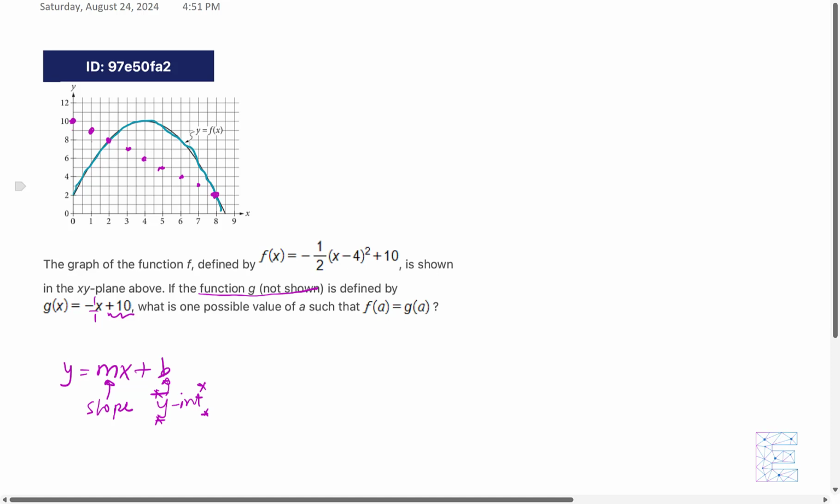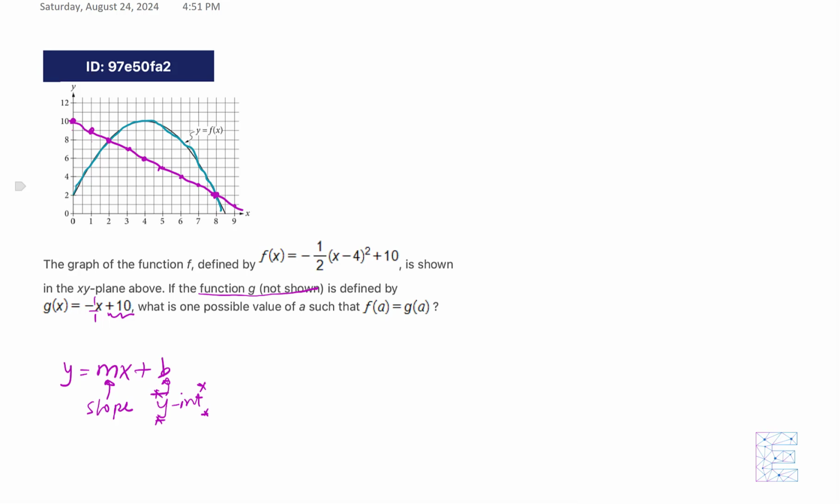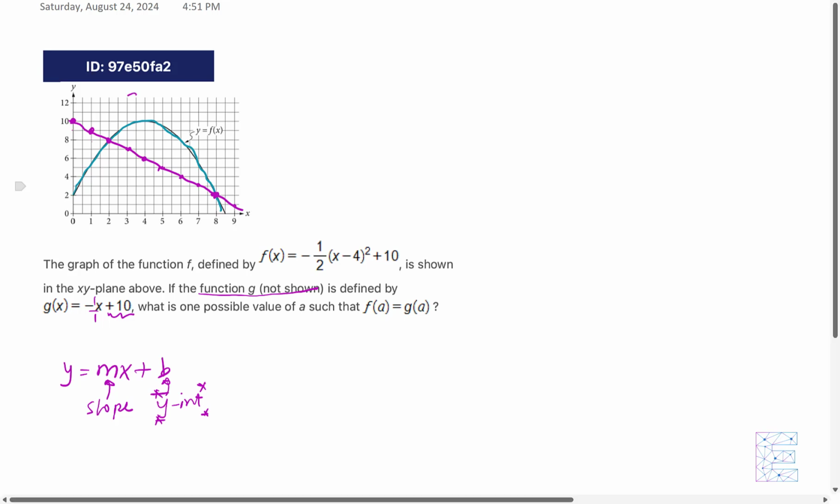And you know, for any system of equations, your answer is where the graphs intersect. So if I join my linear function, the dots for it at least, there are 2 places where these 2 graphs intersect. There's this location here, and that point is 2, 8. And then there's this location right here, and that is 8, 2.